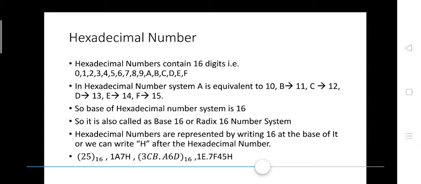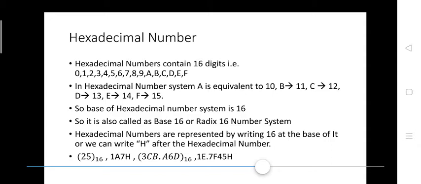In the hexadecimal number system, A is equivalent to 10, B is equivalent to 11, C is equivalent to 12, D is equivalent to 13, E is equivalent to 14, and F is equivalent to 15. The base of the hexadecimal number system is 16, so it is called base 16 or radix 16 number system.